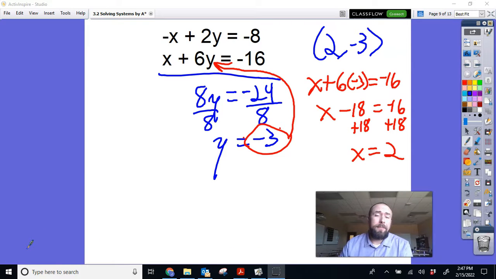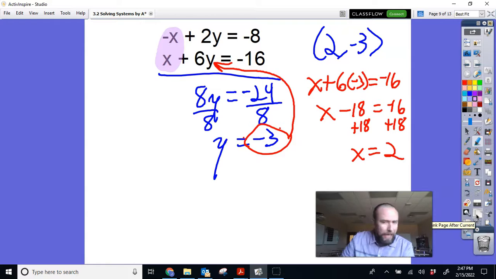So the solution is 2, -3. Notice on this one, right here at the very beginning, my x's will cancel out immediately. And so I can just go ahead and straight add those together. 2y and 6y is 8y, divide by the 8, and I get -3. Plug that in to one of these equations. I chose the second equation right here. 6 times -3 is -18. Add it to the -16, and I get 2.